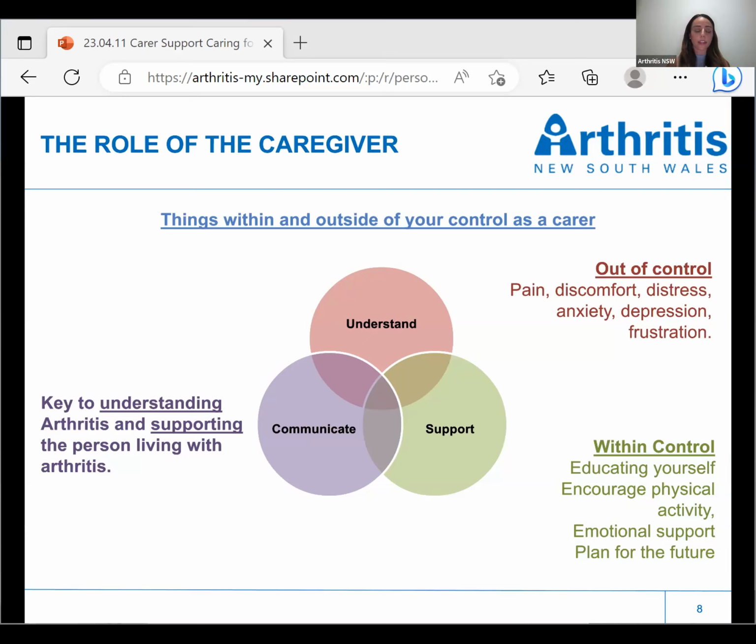In most types of arthritis, pain, discomfort, distress, anxiety, depression, and frustration are very common experiences. When you see the person that you love and care for in pain, it can be really challenging that you're not able to help them completely alleviate the pain. It can take some time to accept that being pain-free is not going to be possible, as some of these arthritic diseases are degenerative.